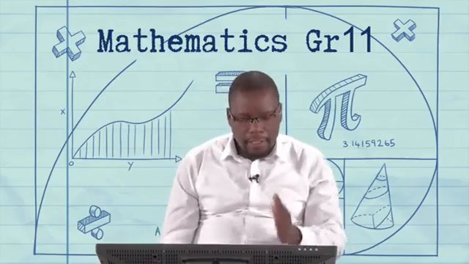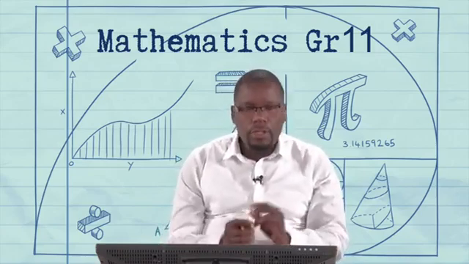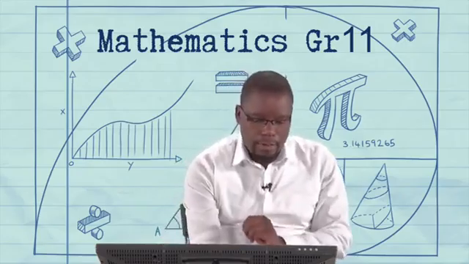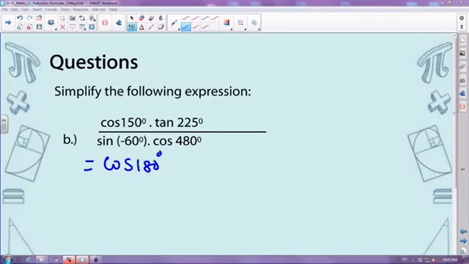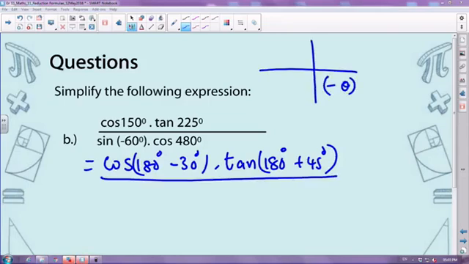Nice one, grade 11s. Let's continue. Let's check. We said we're going to be breaking it down to your acute angles. This is cos of 180 degrees minus 30, mind you, keep on checking. 180 minus 30 is 150, times tan of 180 degrees plus 45, divided by, remember, this is negative. It falls under here. Sine is negative, so you get negative sine of 60.